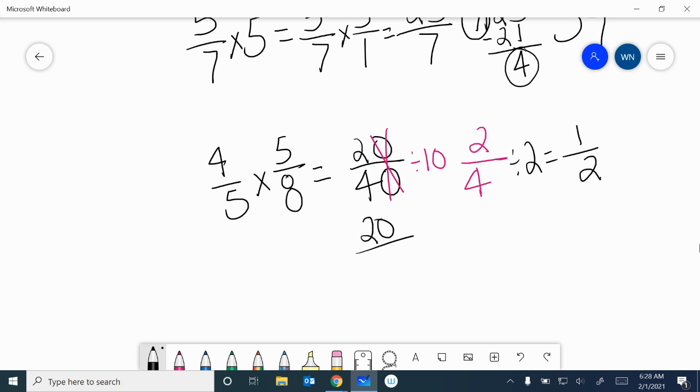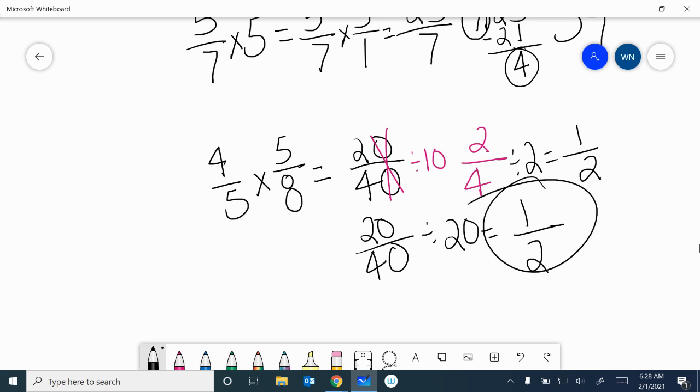Conversely, you could have just said 20 over 40 divided by 20. 20 divided by 20 is 1, 40 divided by 20 is 2. As long as you got the same answer, 1/2, it really doesn't matter how you got there. So those were some problems about how to multiply fractions using the traditional algorithm. I hope you understood them, and I'll see you tomorrow.